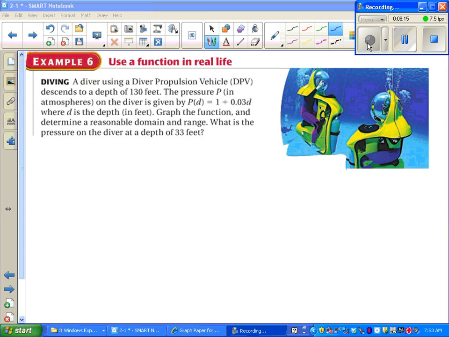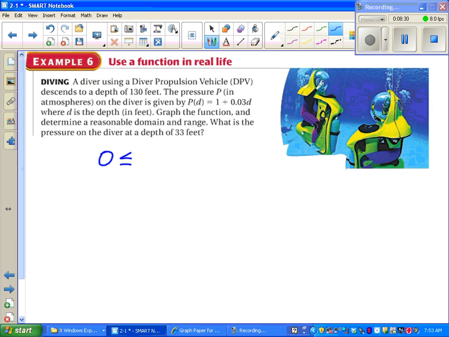Now we're going to try to graph this. We might have our x-axis be the depth and the y-axis be the pressure. We need to come up with a good range of values. Our depth is obviously going to never be negative, so the smallest depth we might want to use is 0. The biggest depth that we'll go to, you can see in the problem, is 130 feet. So our inputs could be anywhere from 0 to 130.